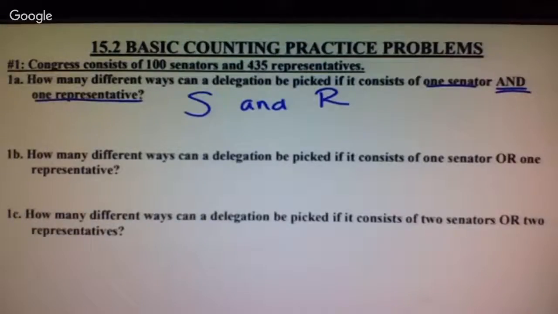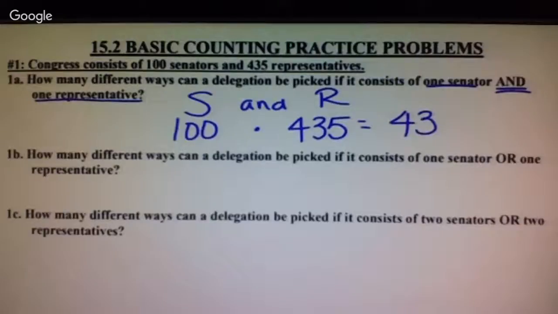Once you have it written out in English and can comprehend what it's saying, now we fill it in with numbers and math symbols. So, senators. I need to pick a senator. How many options can I pick from? There's 100. When I use and in probability, we said that was multiply. And then how many representatives? 435. So 100 times 435 is 43,500.